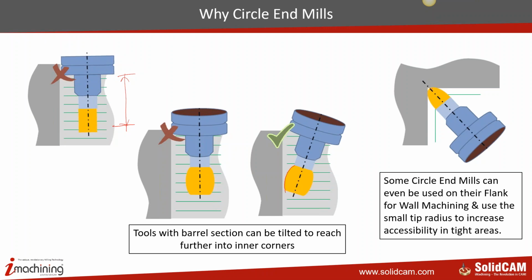Another advantage with barrel tools, especially the oval form tools, is that they have a dual radius, a small radius in the front and a large radius on the flank. You can actually use the small radius to machine the leftover material in the corner. So the tool remains the same and you don't get any mismatches. This is another great advantage when you're using barrel mills or circle end mills.